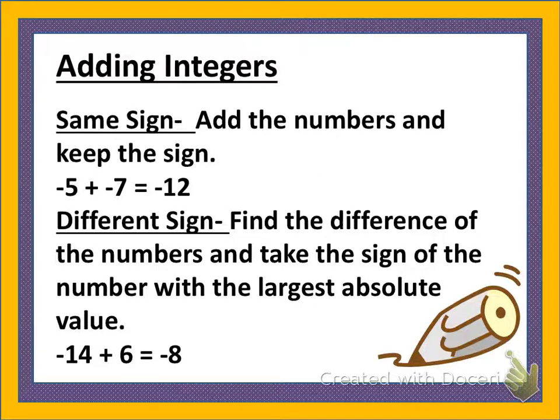So if you have both like negatives, you're going to keep the sign, so your answer is going to be a negative. If you have different signs though, find the difference of the numbers. Difference means subtract, and then the sign will be the number with the largest absolute value. So you're going to look at this. Negative 14 plus 6, so find the difference. 14 minus 6 is 8.